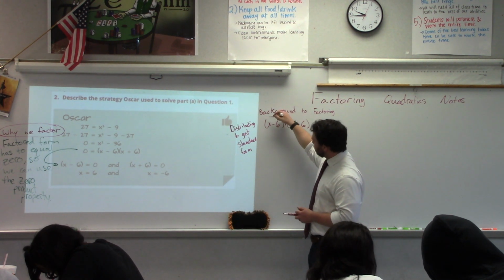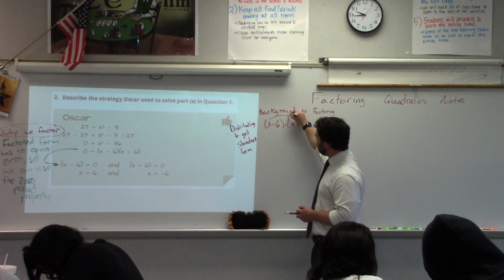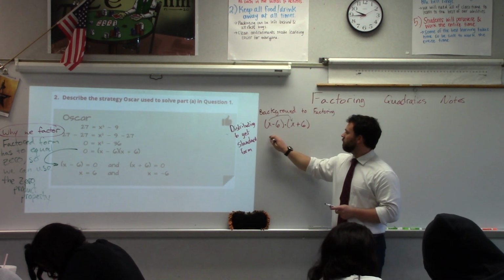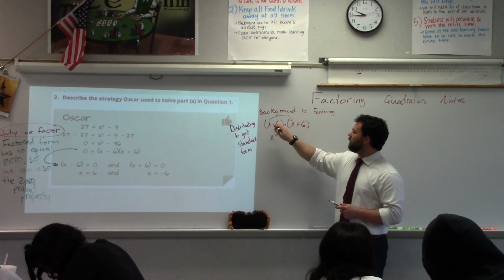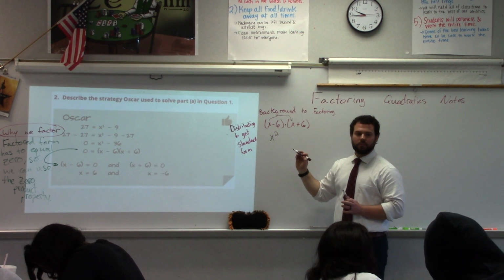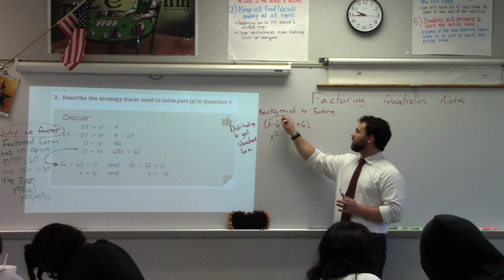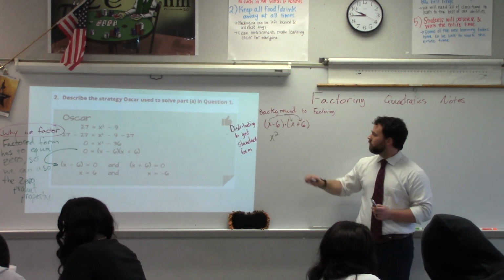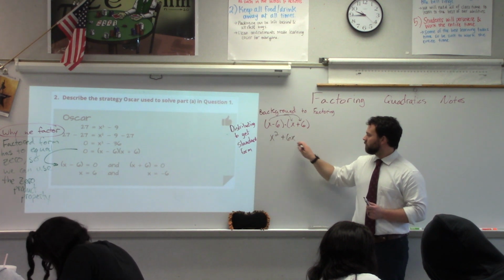So this x is being multiplied by x, and what is x times x? x squared. What about anything else with that x? x times 6. That x also needs to be distributed to the 6. So x times 6 is 6x, plus 6x.